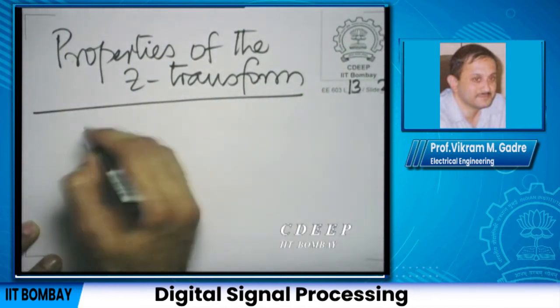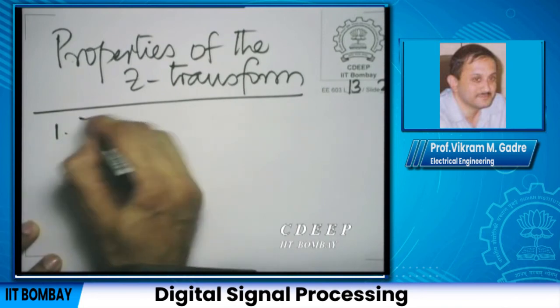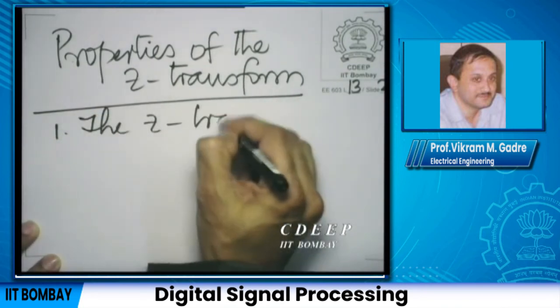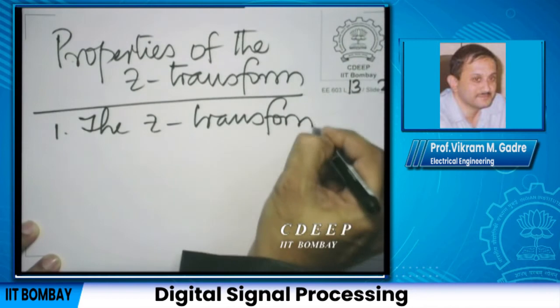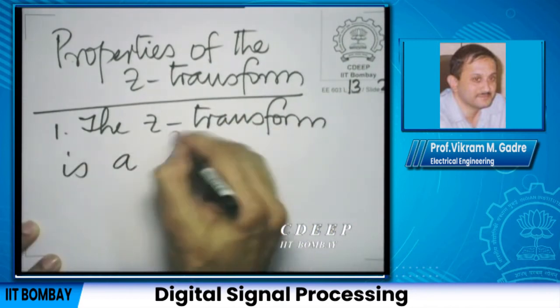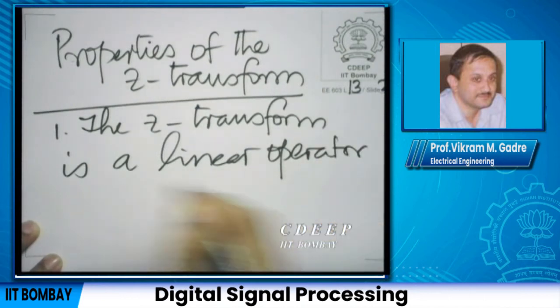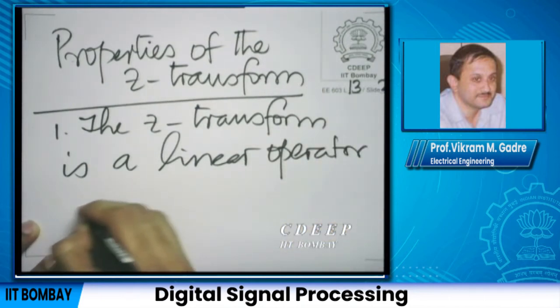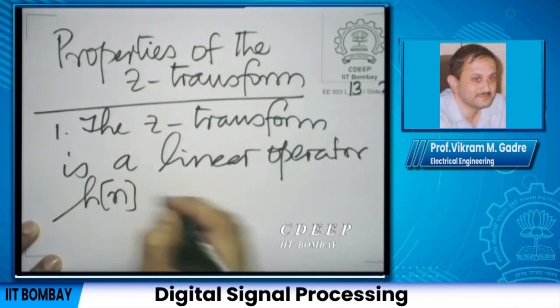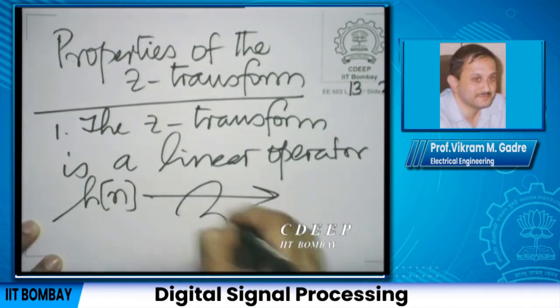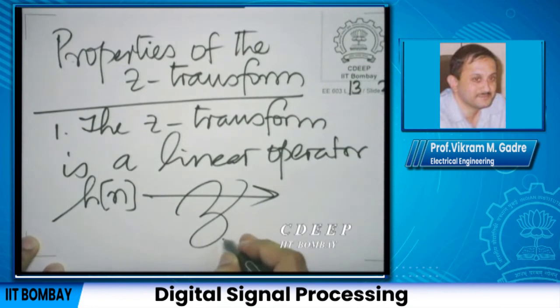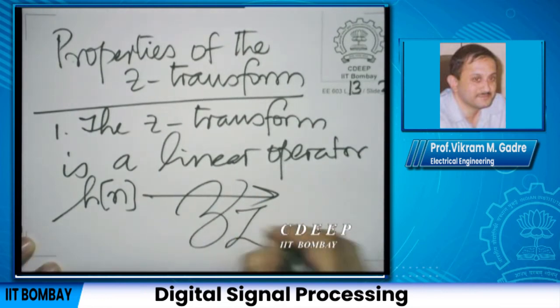It is almost trivial to show that the Z transform is linear, or that it is a linear operator. What I mean is, if you think of the Z transform as an operator which takes you from the set of sequences, the Z transform is often denoted by a script Z. It is also sometimes denoted like this, script Z. Both of these are used as symbols for saying take the Z transform.